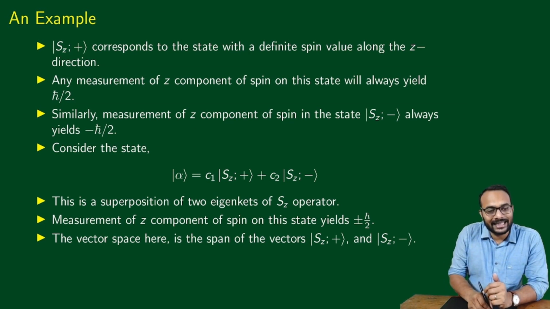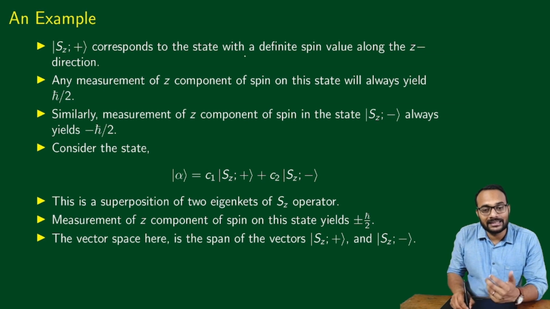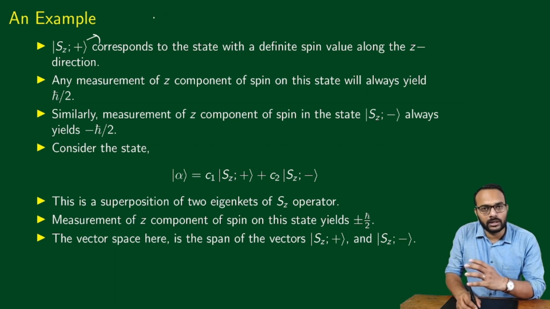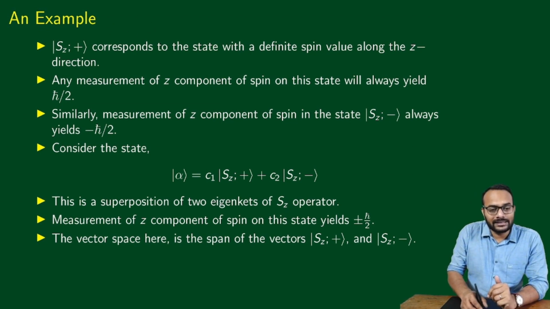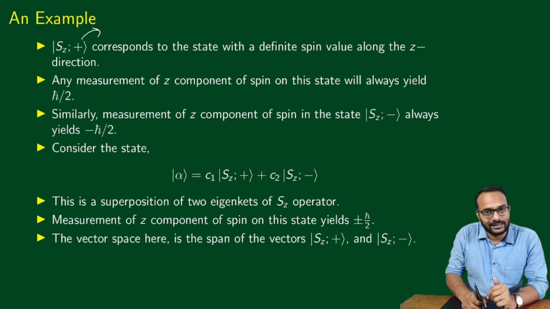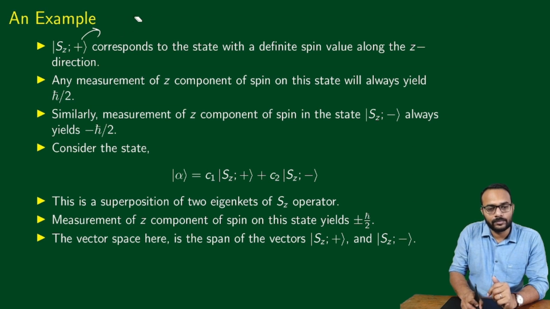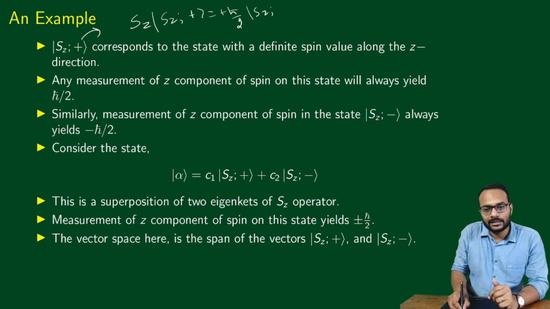We said that ket Sz plus corresponds to a state with a definite spin value along the z direction. We are talking only about this two-dimensional space, only about the spin of the electron. If the state of the electron is represented by this ket, then this ket is characterized by the eigenvalue for the Sz operator. We already said this: the Sz operator acting on Sz plus gives you plus h cross by 2 times Sz plus.